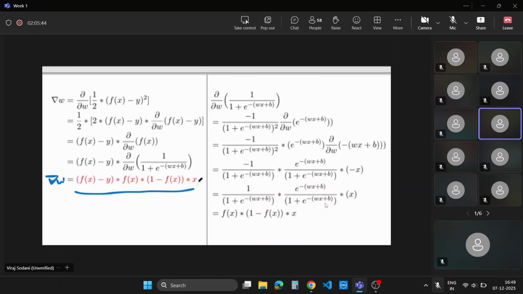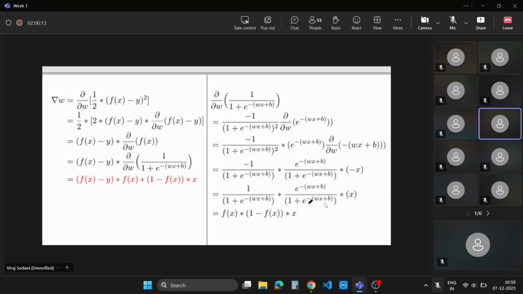Okay, they have come up to this stage, and this stage has been carried on here. So this is all maths. I think you all will be able to do that. So what's our final value? f(x) minus y, the error, into f(x), the predicted value, into 1 minus f(x), into x. What is x? It is nothing but the input.